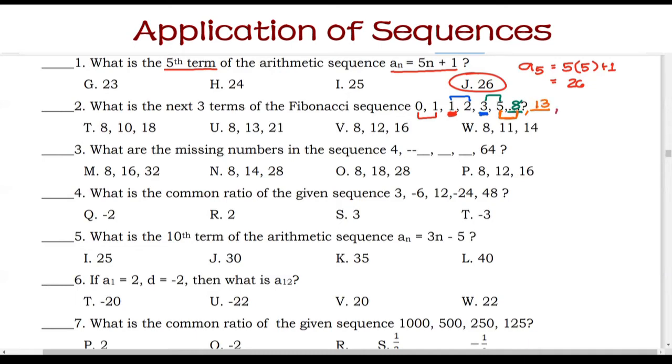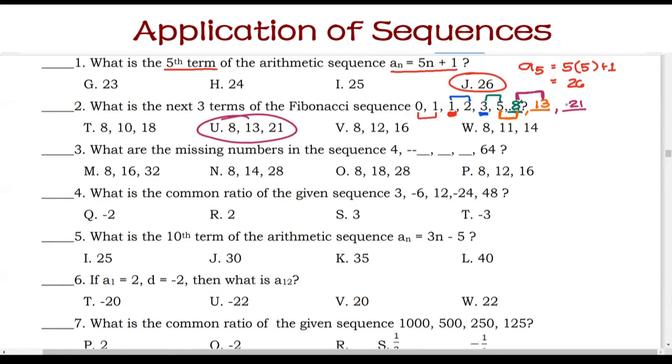13. And then finally, ito yung pangatlong term na hinahanap natin. Ang i-add natin itong 8 at saka 13. Okay? So what is 8 plus 13? You will get 21. Okay? So 8, 13, 21, yung tatlong terms na hinahanap natin. Nasaan sila? This one. Alright?